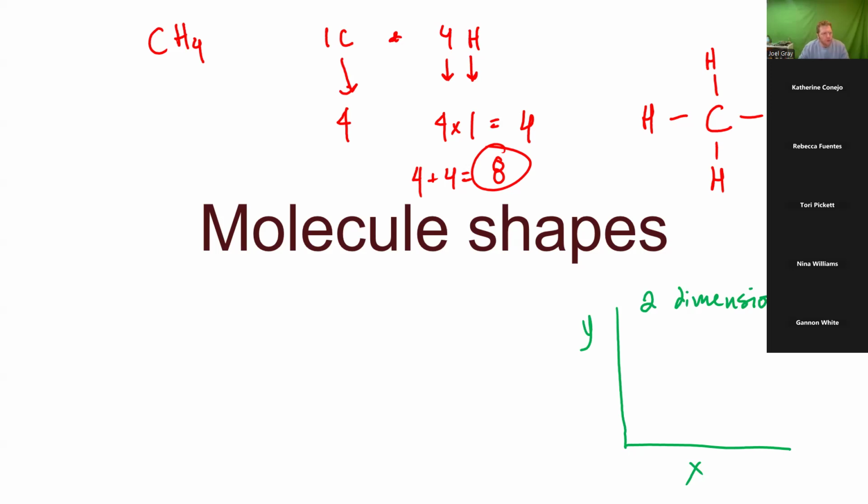Now, if we were to look at this and say, well, two dimensions, that means one dimension is our height, and the other dimension is basically our width. So those are our two dimensions.